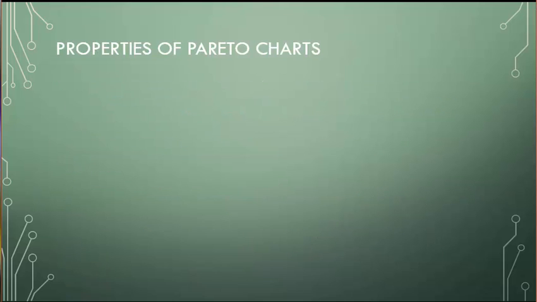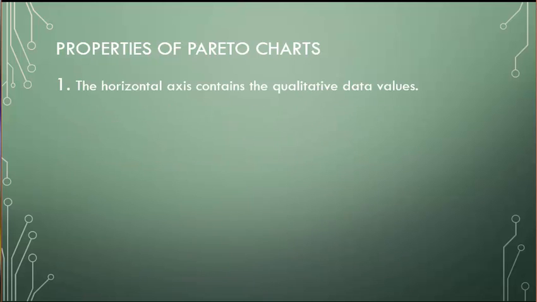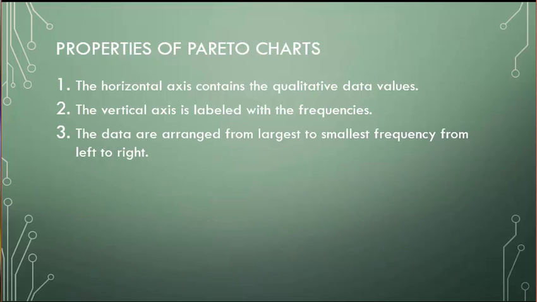Now let me give you some of the properties of Pareto charts, because they're a little bit different from what you might think. First, the horizontal axis, the one that goes left and right, contains the labels, the qualitative data values. The vertical axis is labeled with the frequencies, the number of times each of these qualitative data values occur. The data is arranged from largest to smallest in frequency from left to right. So the class that has the most data values goes first, and then the second largest one goes second, all the way down to the smallest one, which is on the right-hand side.